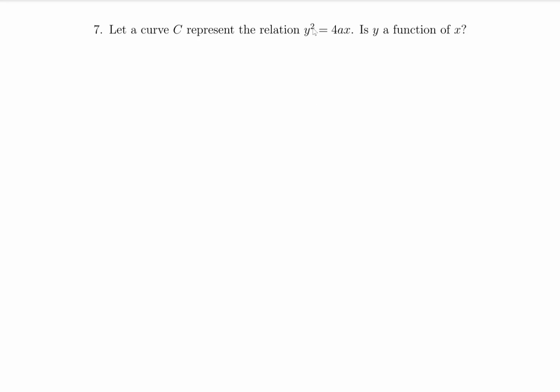In question number 7, we have one relation given this way: y square is equal to 4ax. And they're asking a very simple question: is y a function of x? So we have y square is equal to 4ax.